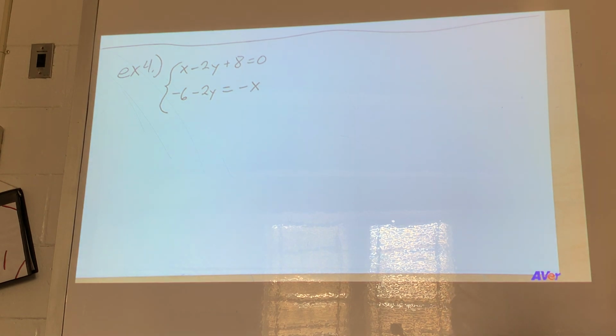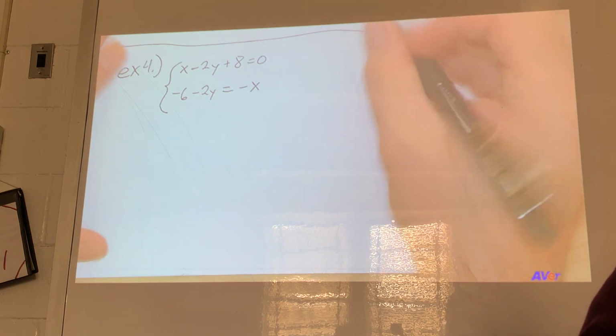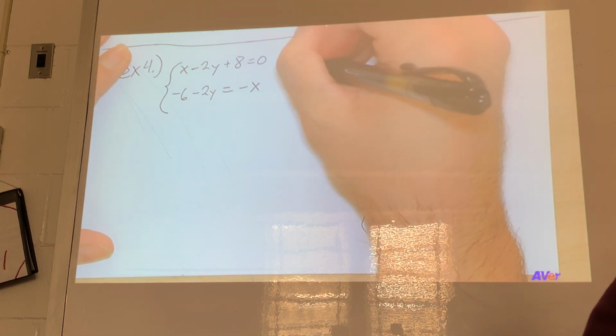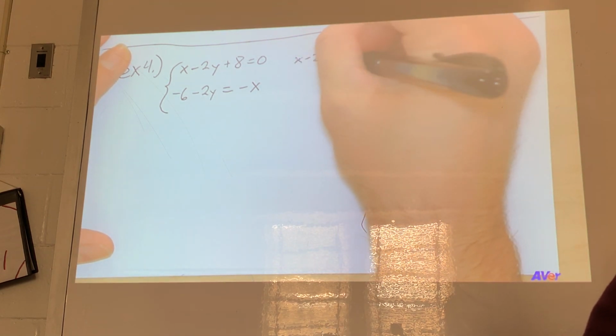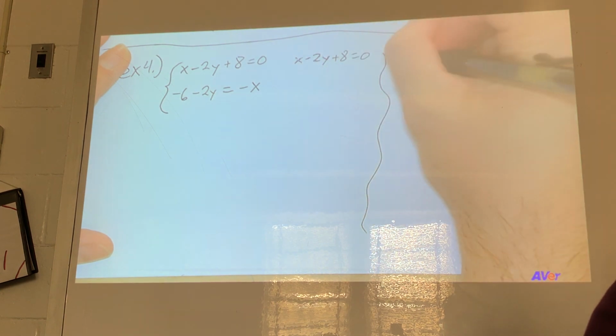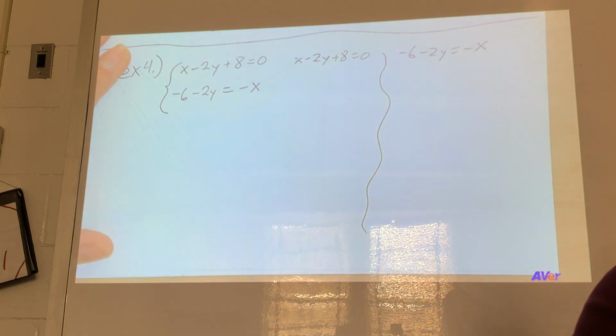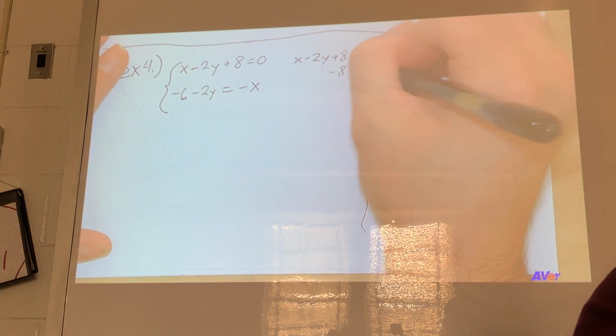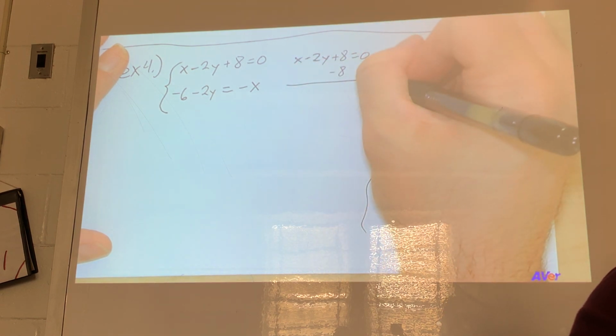Alright, so what do we think about these equations? Ooh is right. They're not in any type of good form, right? So we gotta clean this up. Let's solve these for slope intercept form. What do I do first, Josh, since you're my expert? You gotta take away 8.